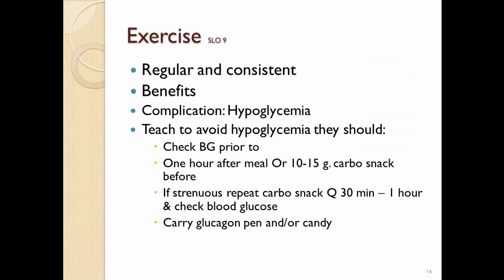All right, exercise. Exercise, according to the American Diabetic Association, needs to be regular and consistent, meaning that you don't have to be out there running 5 miles every Saturday. What they recommend is a 30-minute walk 5 times a week. So 5 days a week, okay?